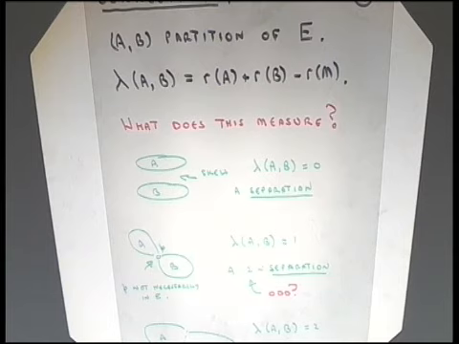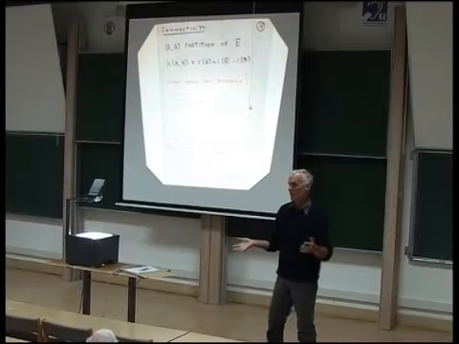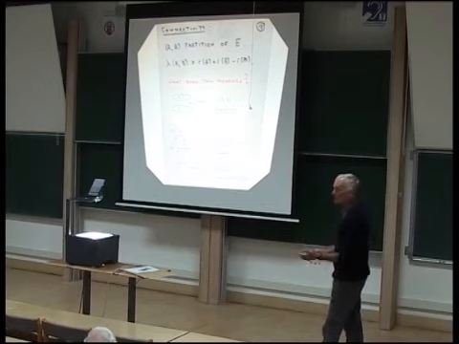But this is something that makes sense for an arbitrary matroid. It doesn't have to be a representable matroid. And there need not be any elements of the matroid in that intersection. There may or may not be. But it still makes sense to think of that as a measure of the extent to which A and B communicate within the matroid.